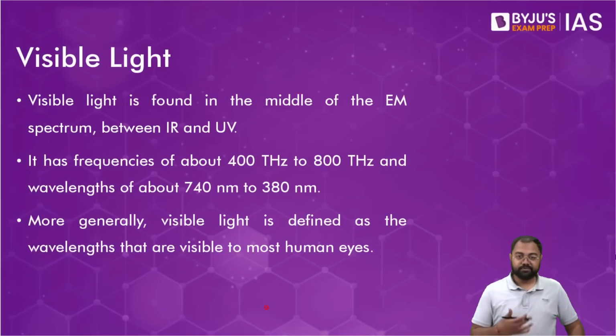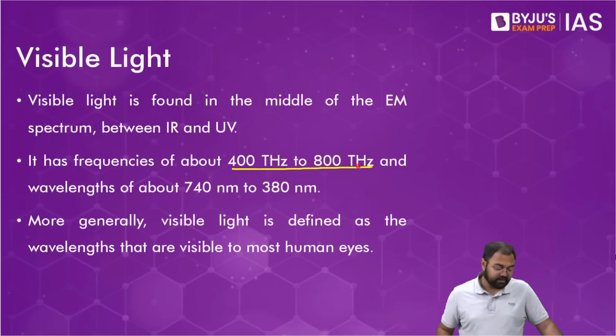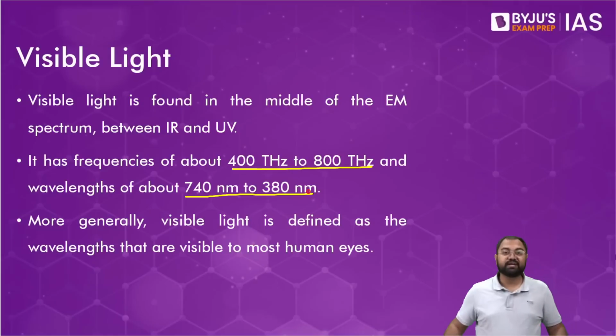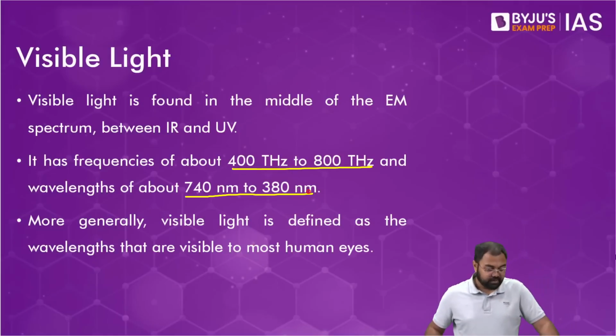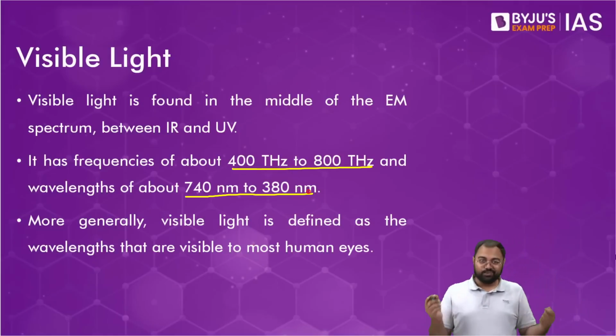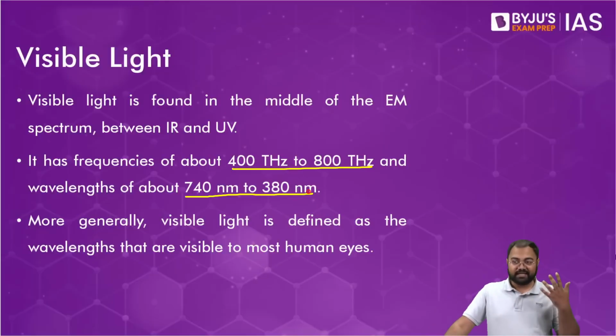Then we have the visible light, frequency between 400 to 800 terahertz, and wavelength between 740 nanometers to 380 nanometers. Now, when it comes to visible light, there is perhaps no other part of the electromagnetic spectrum which is as important for us, because we are able to see and perceive the world. Our eyes are able to look around only because of this visible light.